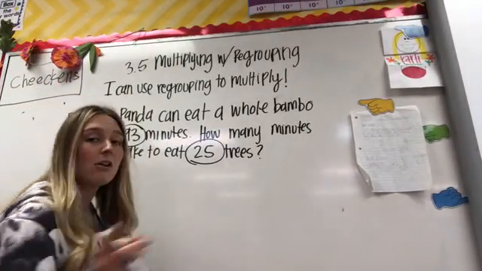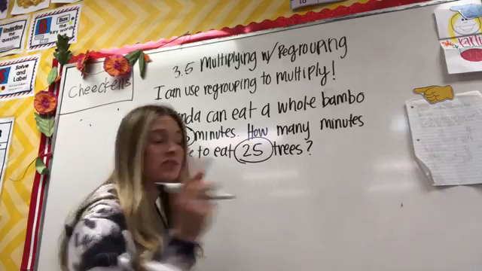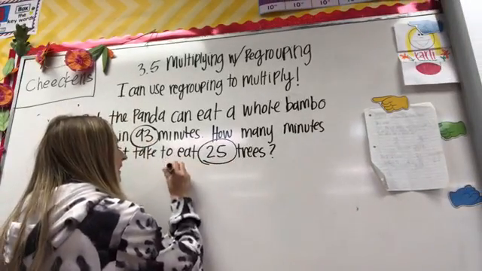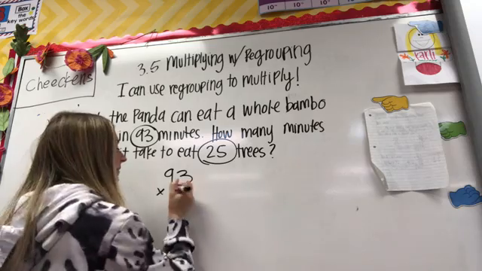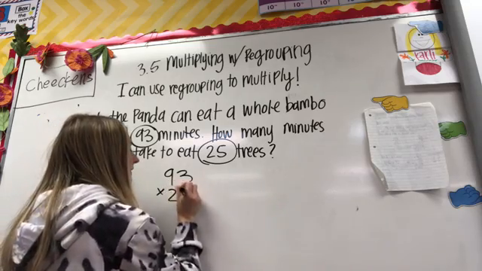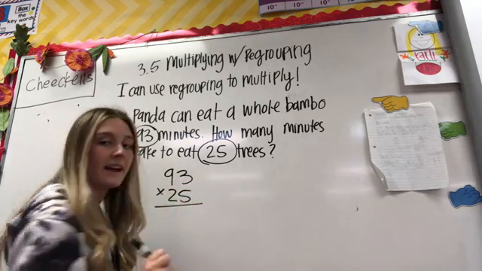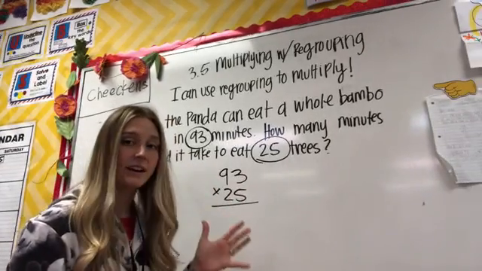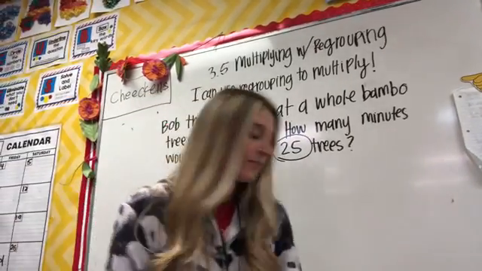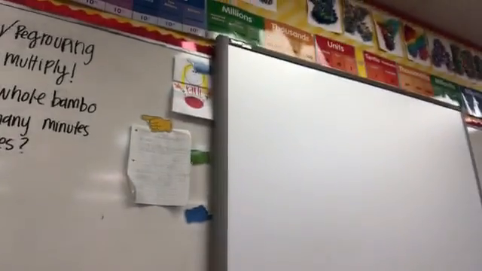So I always put my bigger number on top, just so you know. So I put my 93 on top, and now we're never going to put it to the side. We're always going to put it under, times 25. Okay, this is new. We're like, well, where do we even start here? I need to teach you guys my favorite saying, we're multiplying with regrouping.